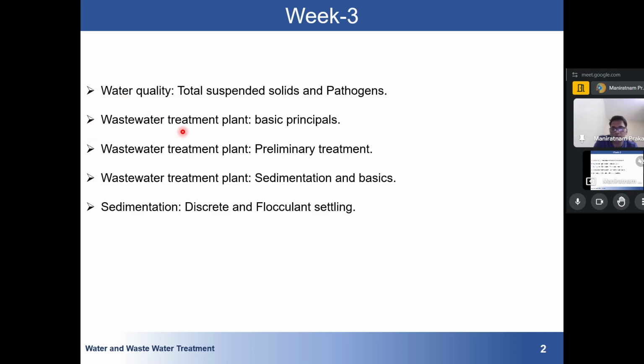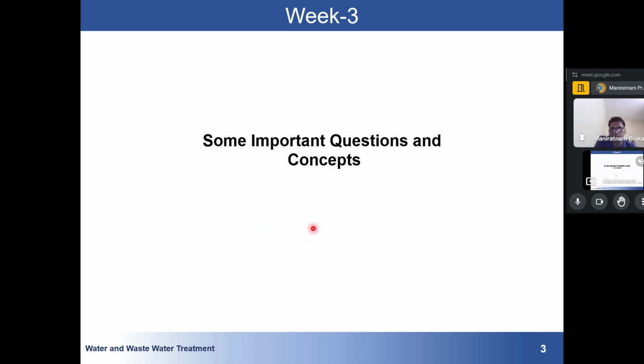Then we discussed the wastewater treatment plant, its basic principles, meaning how water is treated and what the different units in the wastewater treatment plant are. Then we discussed primary treatment, sedimentation and its basics. And finally, we discussed sedimentation and its different kinds, that is, discrete and flocculant settling. So again here I will be discussing some important questions and some related concepts.